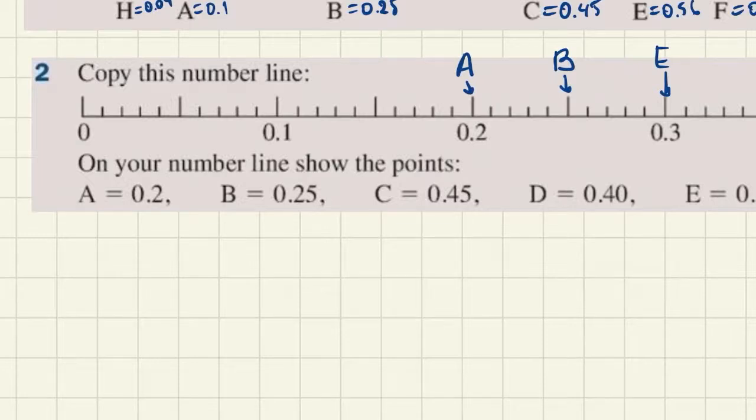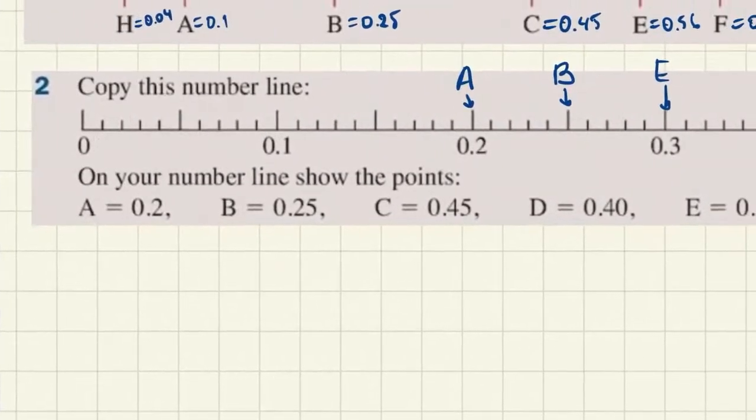So we can go like this. We go 0, and this is 0.1. So we go 0.01, 0.02, 0.03, 0.04, 0.05. So this is our F. F is here.